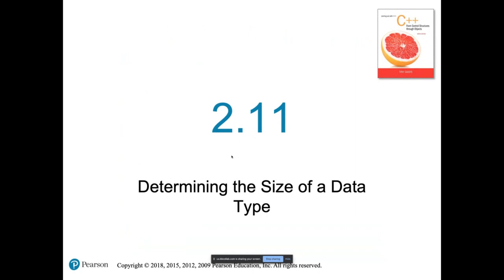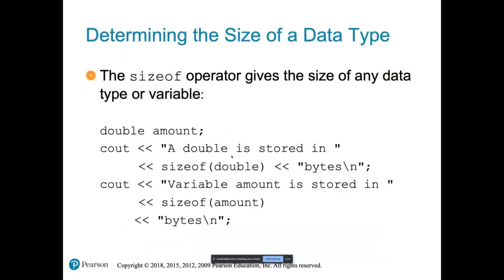If you do not know the size of a data type, you can use a function called sizeof. The sizeof will return the number of bytes needed to store that data type. You can pass it the data type, the keyword double, or you can pass it the name of the variable, and it will tell you how many bytes it needs to store that value. So if you don't have a book to look it up, you can simply use sizeof, and it's going to tell you.